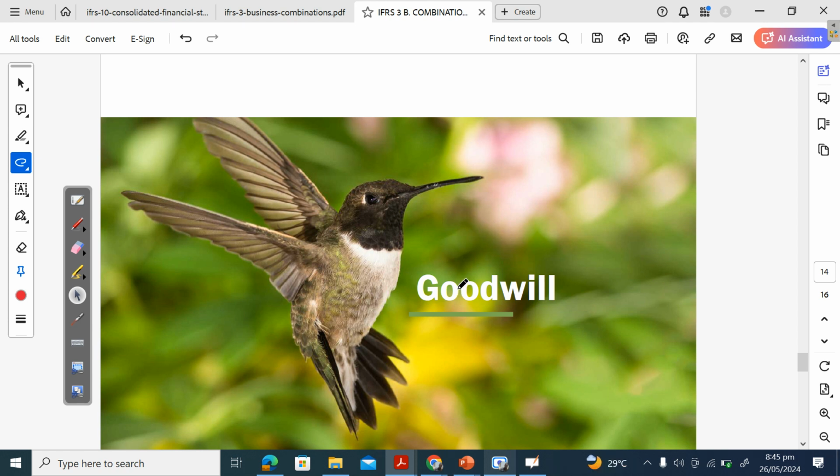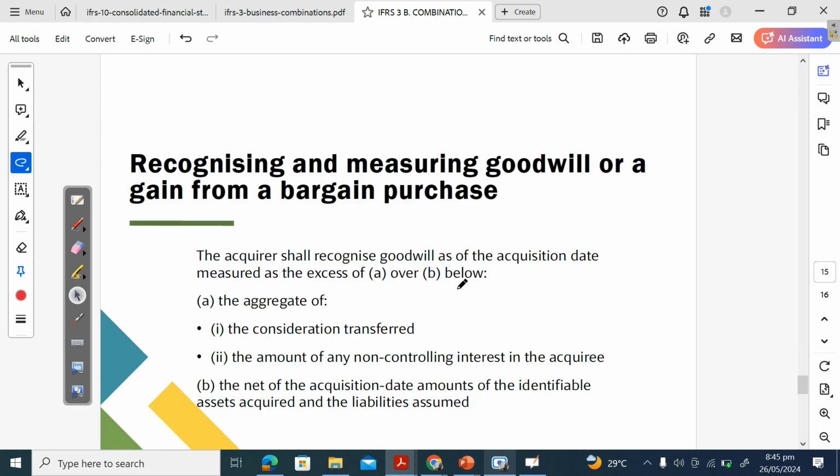Okay, let's look at goodwill. So what is goodwill? Goodwill is basically a profit, or a gain, in the business combination transaction.